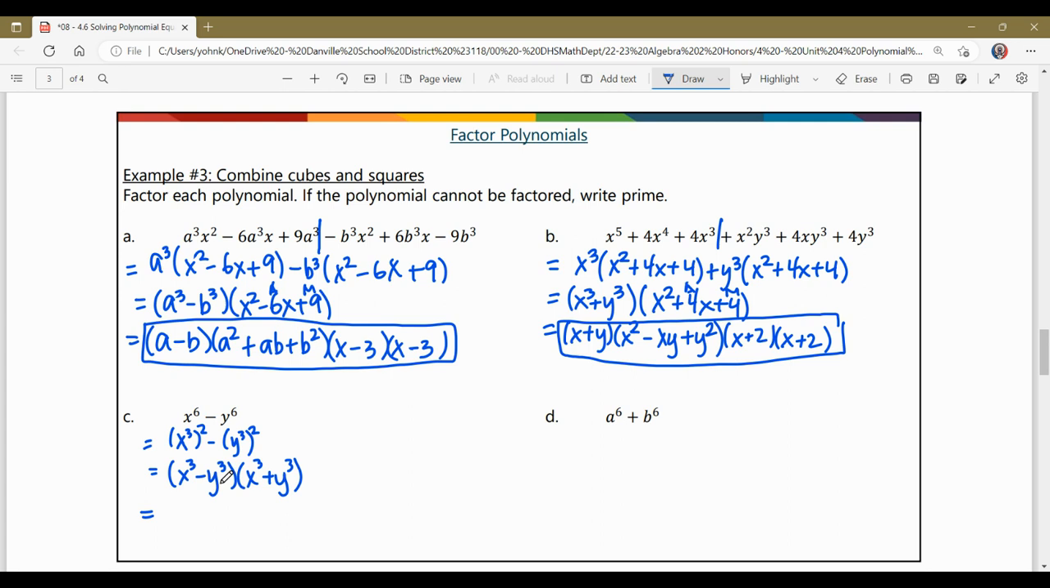So if I do the difference of two cubes first, I get x minus y, x squared plus xy plus y squared. And if I do the sum of two cubes, that's x plus y, x squared minus xy plus y squared. And that's done.